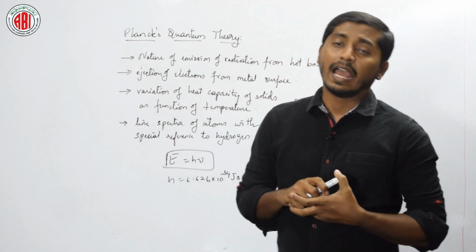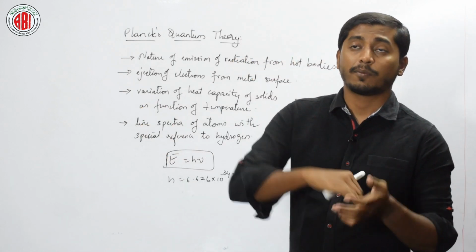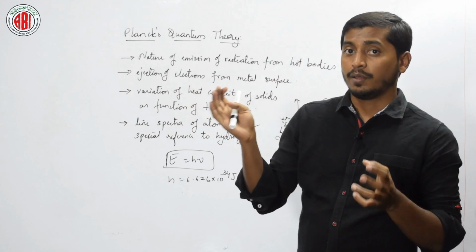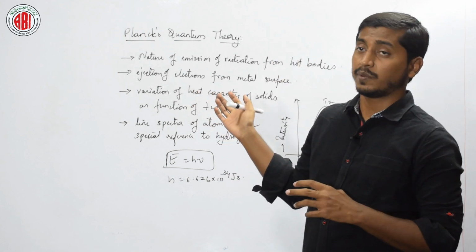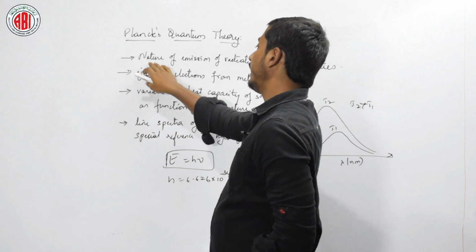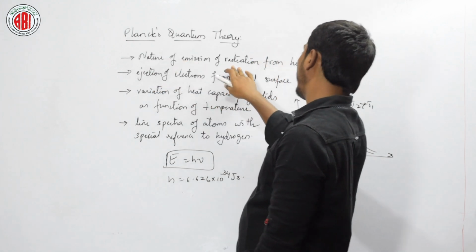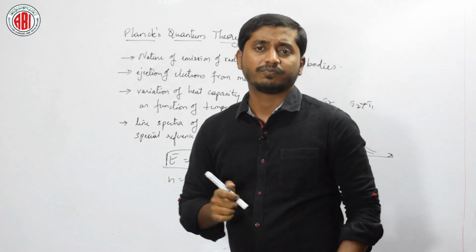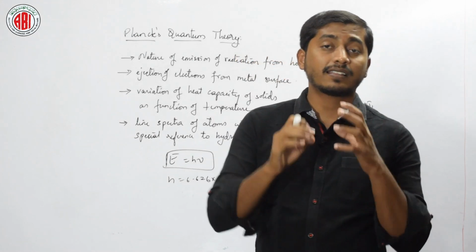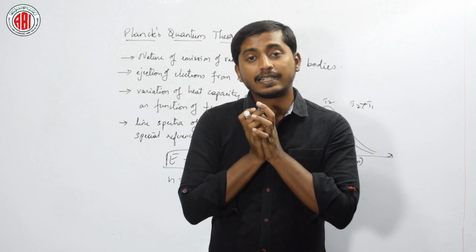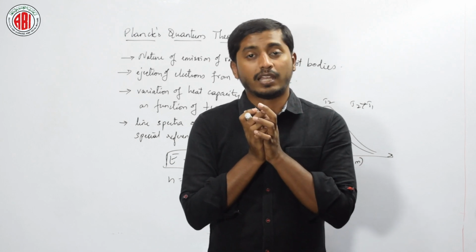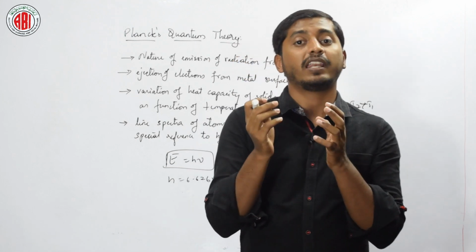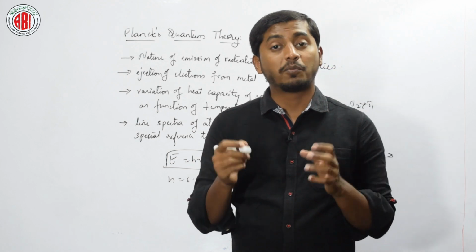What is that? According to him, he describes electromagnetic radiation based on a few conclusions from his experiments. Let us see what those are. One is the nature of emission of radiation from hot bodies. He explains about it. What is a hot body? See here, he considers a completely closed body. He calls that a black body. That is what he explains, black body radiation.